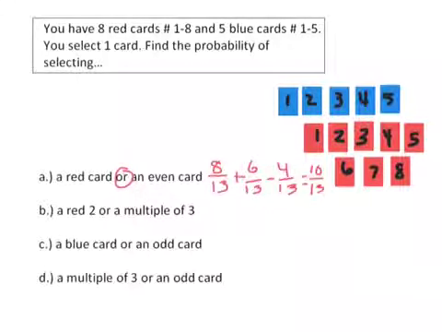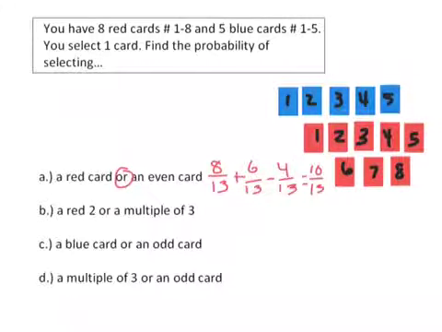Okay, so the second example. What's the probability that the card you draw is a red 2 or a multiple of 3? Now the first question again to ask yourselves is, is this overlapping or disjoint? Well, a red 2, here it is, red 2. There's only one red 2. Is that red 2 a multiple of 3? 3, 6, 9, 12. No, it's not. So the probability of getting a red 2 and a multiple of 3 are not overlapping events. So we can just add their probabilities.